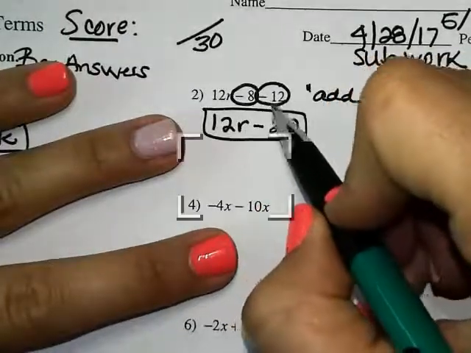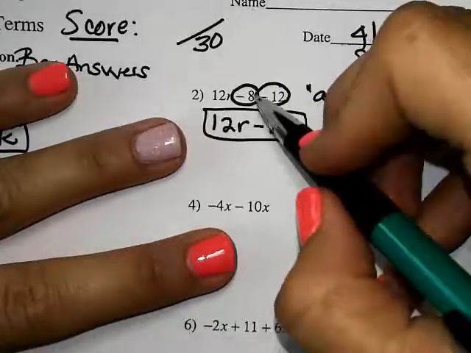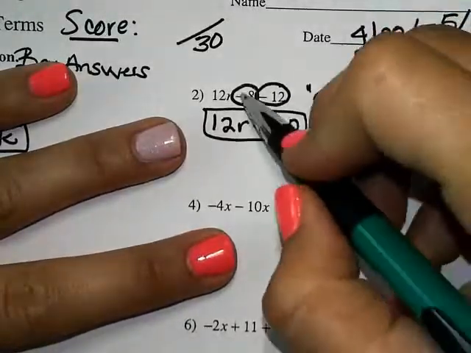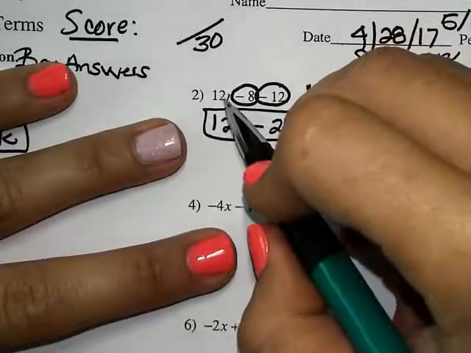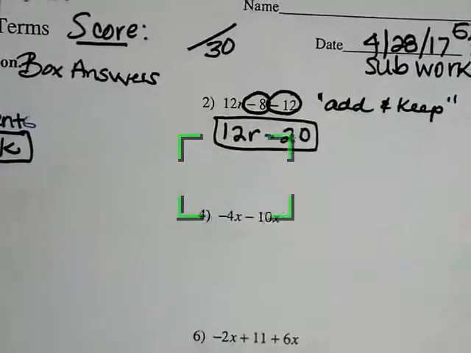For number 2, you have 12r minus 8 and minus 12. Remember, the sign in front keeps the sign of the number. It's no longer just subtraction. Since they have the same sign, you added the 8 and the 12, giving you 20, and you kept their sign. There's nothing to add to 12r because neither of these has a variable.